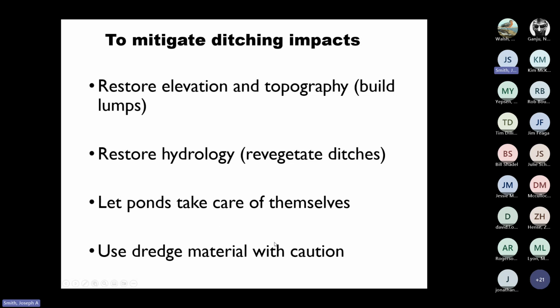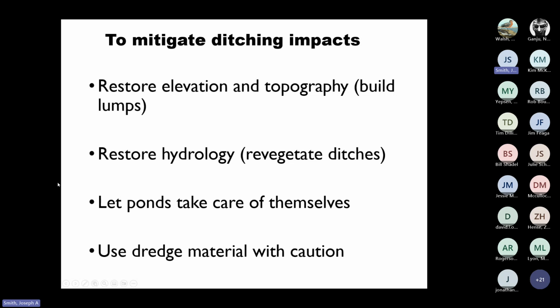And then dredge material would be the first idea for adding all this elevation. But what we're finding from these studies, which are now 6, 7, 8 years afterwards, is that putting bare sediment, sand, or silt at high elevations is a slow process of recovery.